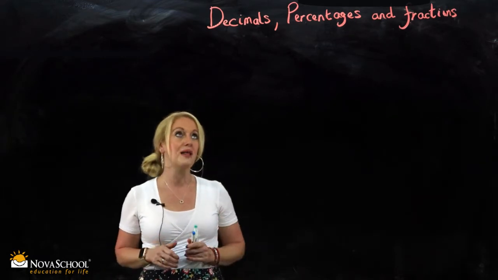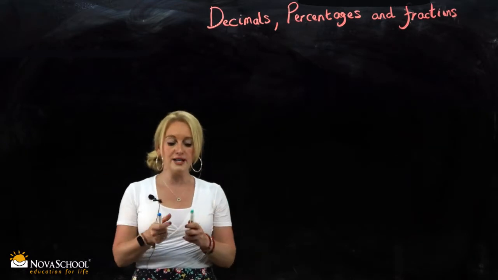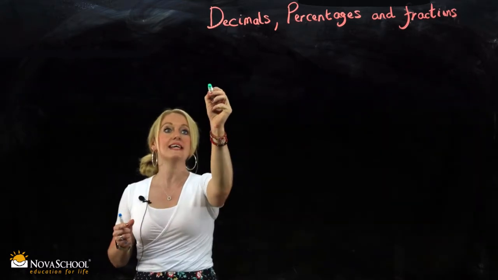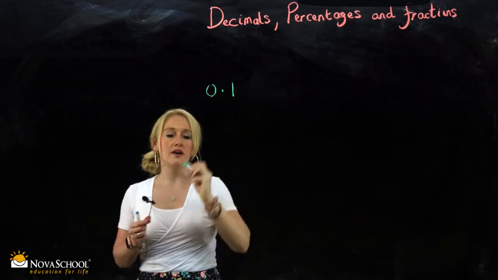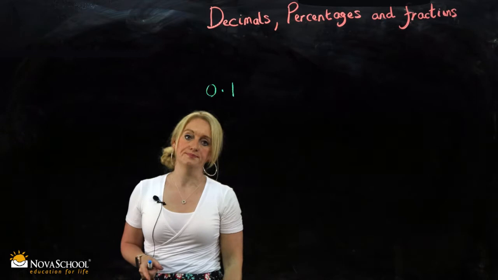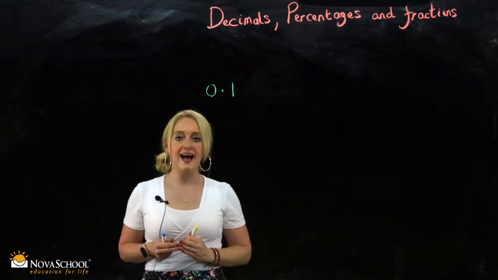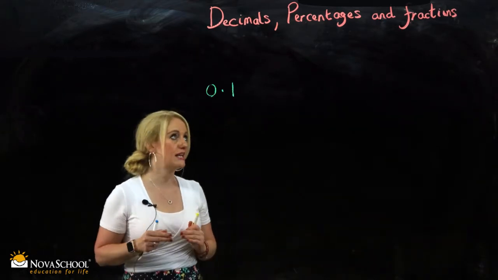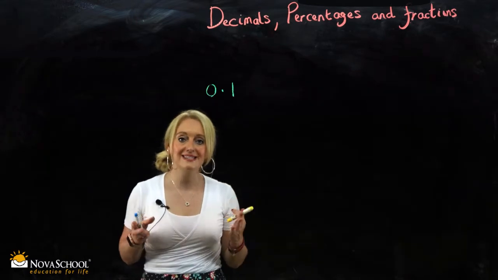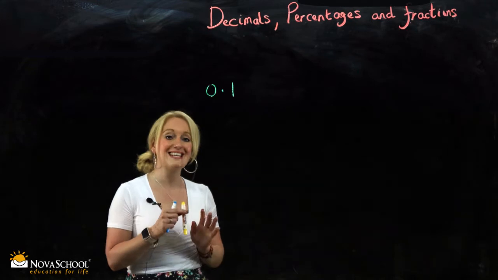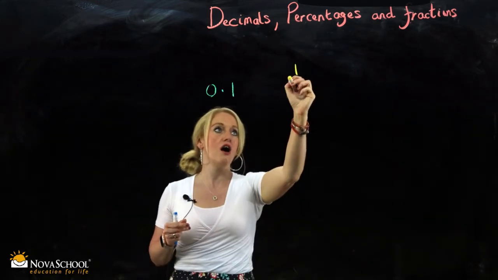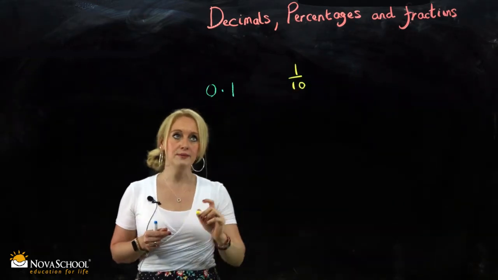Okay, so we have a decimal number. So for example, say we see 0.1. Now you think, what is that as a fraction and what is 0.1 as a percentage? Right, well, let's look at it this way. 0.1 is a tenth of 100, okay?